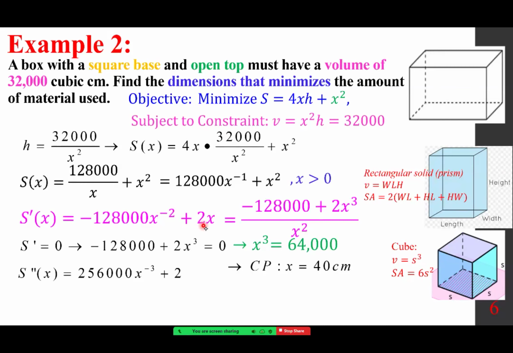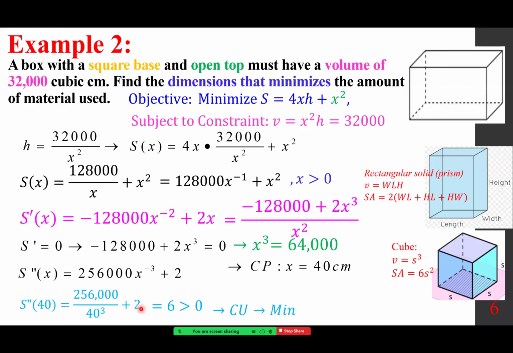The second derivative test says plug in 40 and observe, and all you have to know is whether it's positive or negative. That's all. You're not interested in anything else. And notice this is 256,000 divided by x cubed, or 40 cubed. You don't even have to evaluate this. This is a positive value. Plus 2 is positive. In fact, it ends up being 6. And it's concave up. So it gives us the minimum.